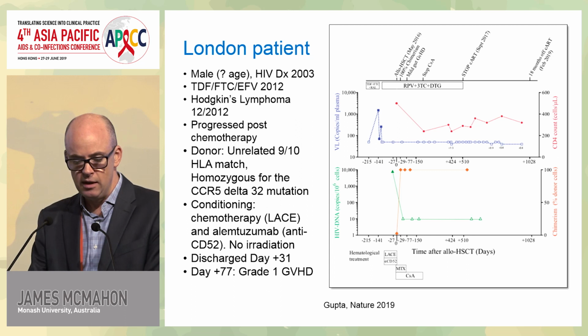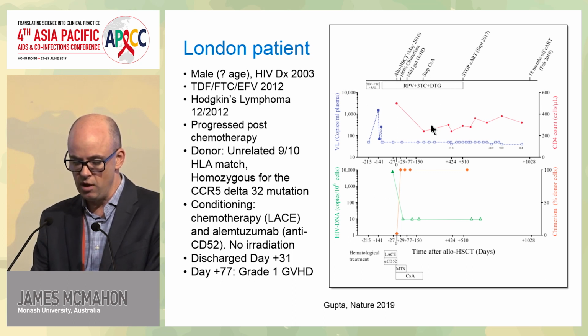So he was a man who was diagnosed, was off ART for a long time, and was commenced on ART soon after he was diagnosed with malignancy. He had a fairly close match. He had fairly standard conditioning chemotherapy, and as you can see here, this was his viral load. This is the period of ART. And you can see here, this is when he receives the bone marrow transplant.